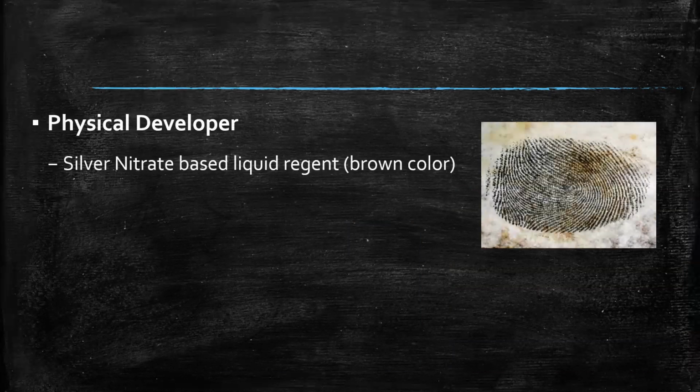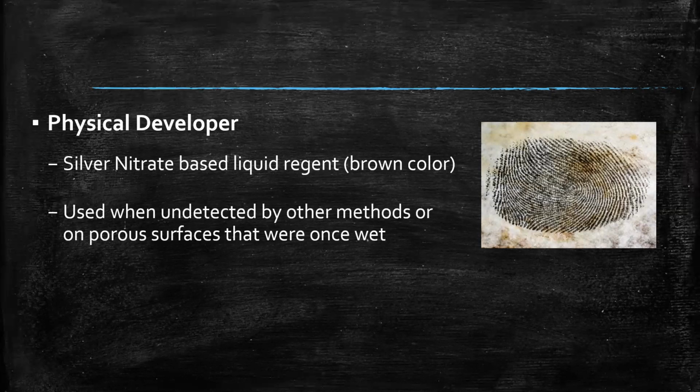A physical developer is also a popular method in the past, but it's not used as widely right now. Physical developer requires silver nitrate, which is a dangerous chemical to be using. It is a liquid and it has like a brownish color to it. So the development will be dark brown, almost black looking. The only time they really use a physical developer is if every other method they've tried didn't work, or if there's something that got wet and you're trying to print it. Sometimes physical developer will get it out because it's such a harsh chemical.